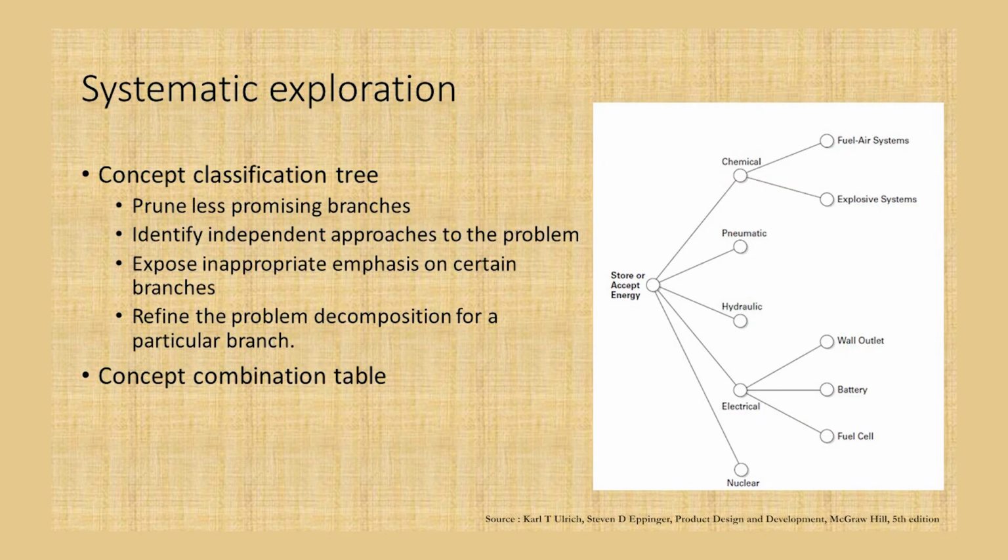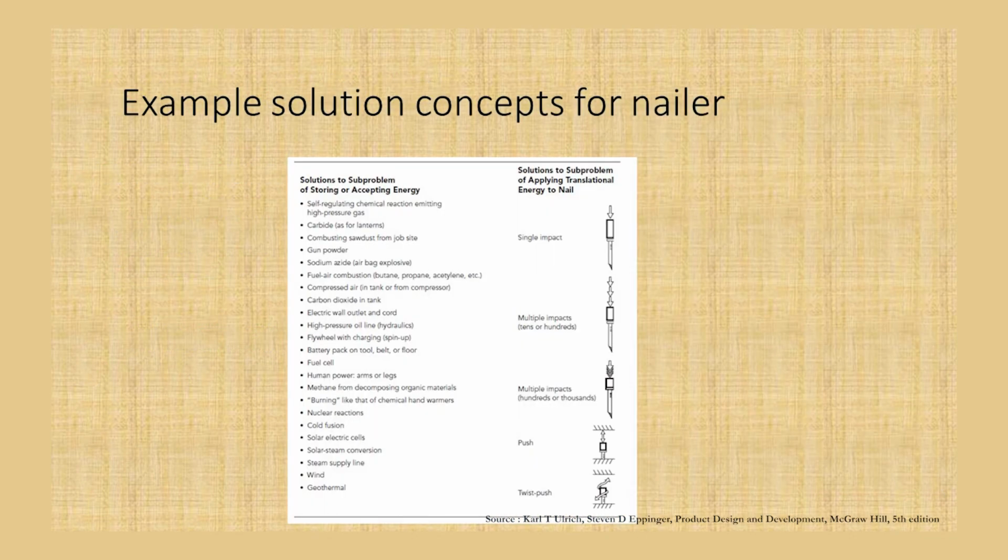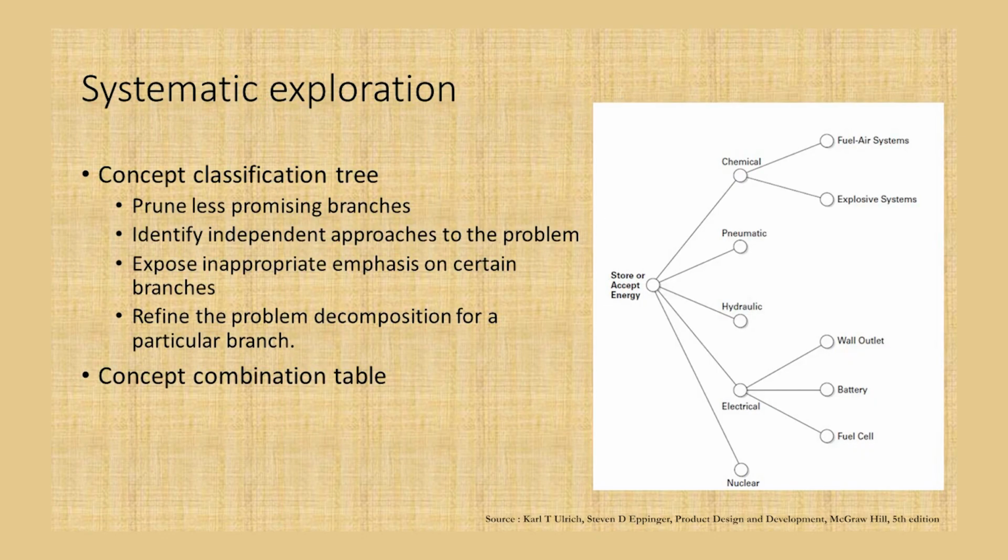So, the next thing you can do is create a concept classification tree. Here is an example. You can take all of these concepts and create a classification tree like this. The storing or accepting energy problem can be broken down into chemical, pneumatic, hydraulic, electrical and nuclear, 5 different techniques. And again in chemical you can use fuel air systems and also explosive systems. For electrical you can use the wall outlet, batteries, fuel cells.